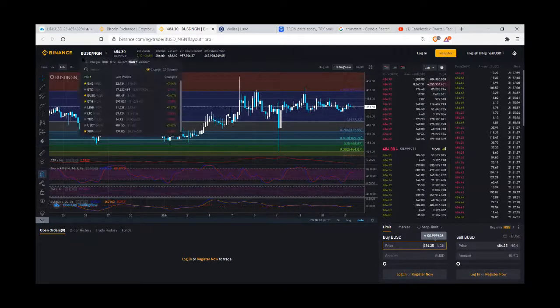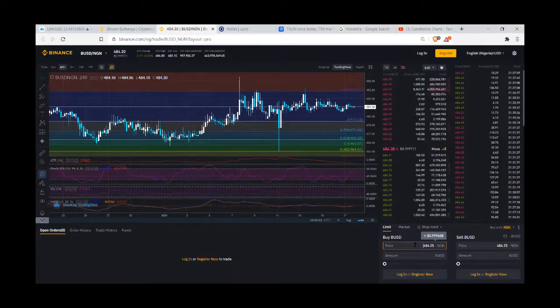I'm on which market? BUSD Naira. Yeah, I'm on BUSD Naira. So now I want to buy dollar, and I want to buy dollar for 480. So I'm going to put the price I want there, 480. What is the amount of dollar I want? Is it $1 or $2 or $3? How much do I want? Let's say I want to buy $10. At what rate? This is my rate at 480. So I'm going to specify it there.